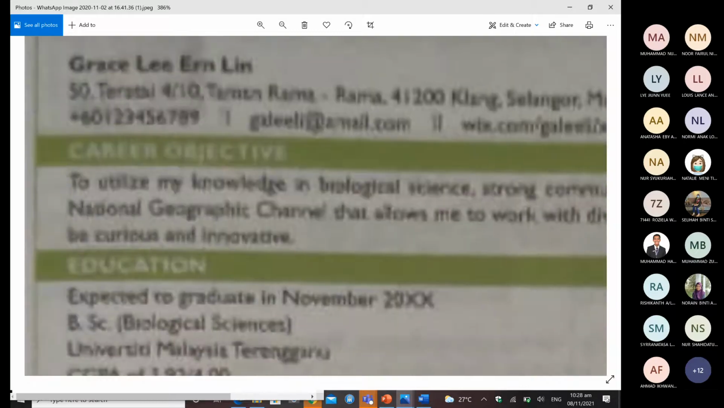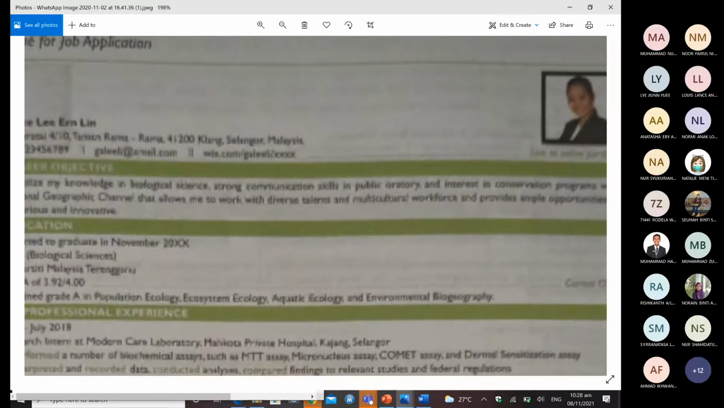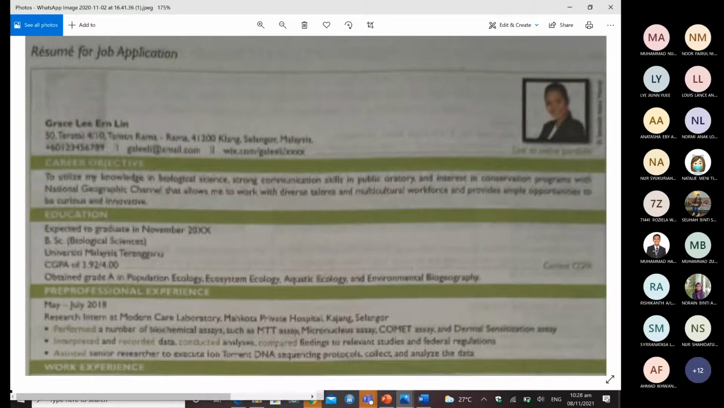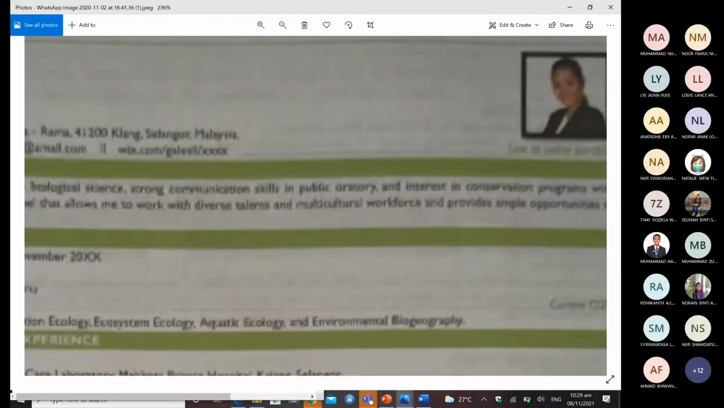To utilize my knowledge in biological science, that is what the candidate can do, followed by communication skills in public oratory. Public oratory is public speaking. An interest in conservation program with National Geographic Channel. So that is what the candidate can do. And how does the candidate contribute to the National Geographic Channel? Working with diverse talents and multicultural workforce. So that is how she plans to contribute.